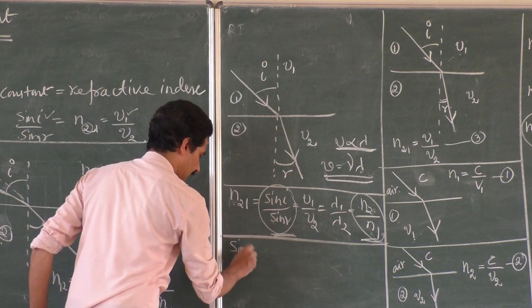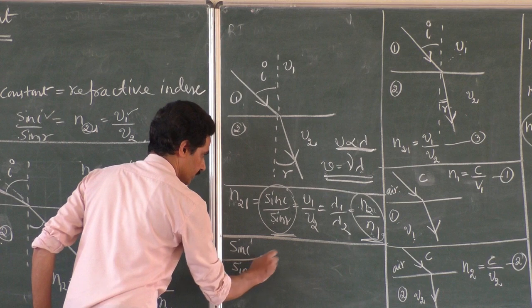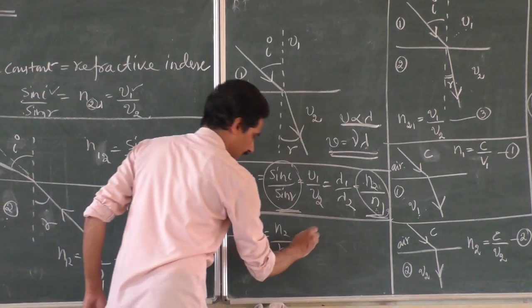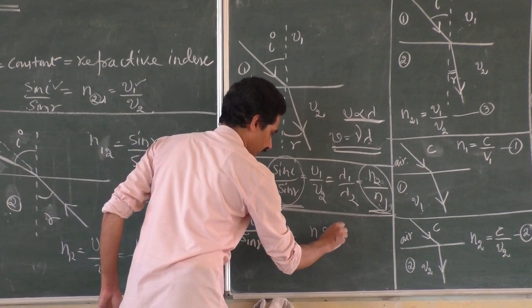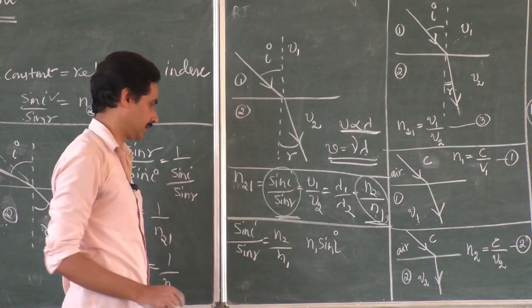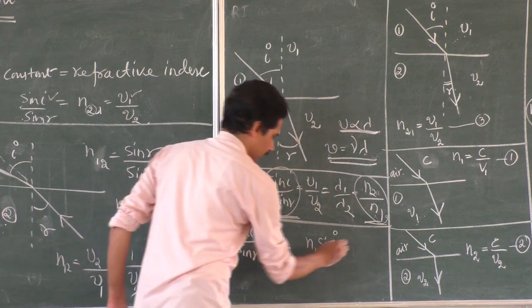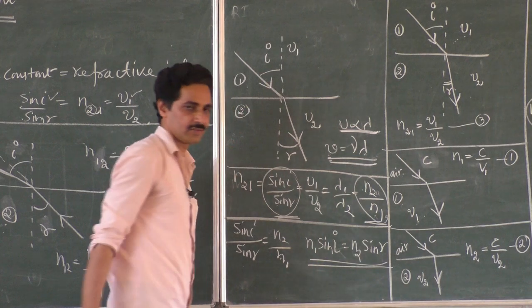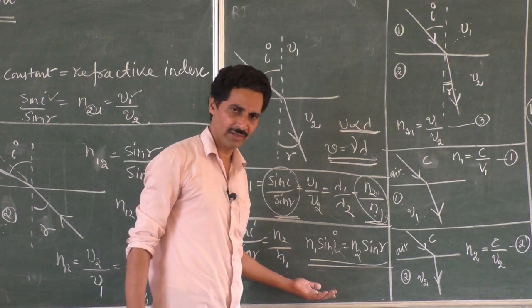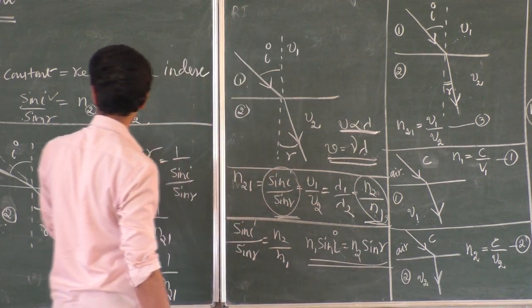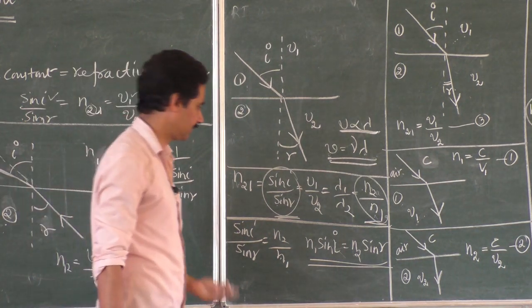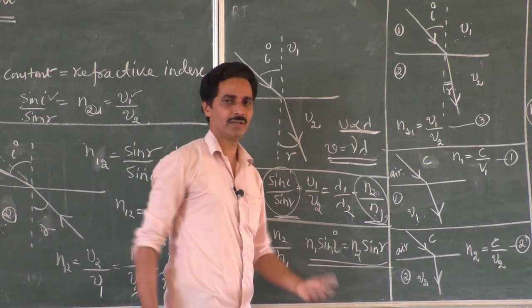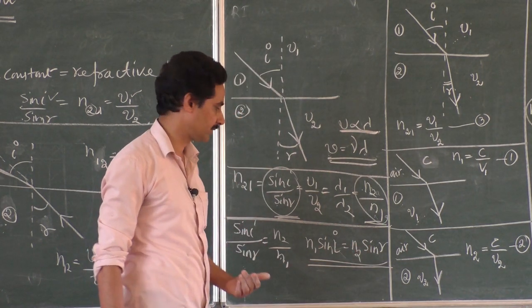Sin i by sin r must be equal to N2 by N1. What will you get? N1 sin i, and now the equation finally lands in a very simple manner. N1 sin i is equal to N2 sin r, no confusion at all, and this is another form of Snell's law. We call this also Snell's law, because we have got it from Snell's law itself, sin i by sin r equal to N2 by N1. Same idea, N1 sin i is equal to N2 sin r. This is called the general form of Snell's law.